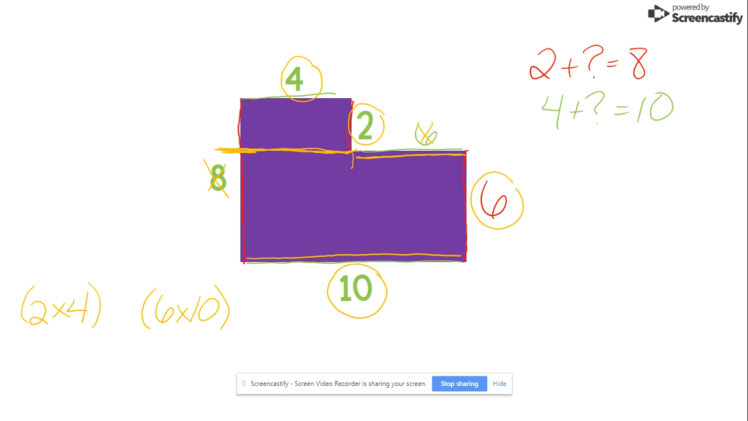And now, if I want to combine those two rectangles back together to find the total area of my original shape, I would need to add them. And now you can see how the distributive property equation comes into play here. So 2 times 4 would be 8. 6 times 10 would be 60. And 8 plus 60 would be 68 square units.